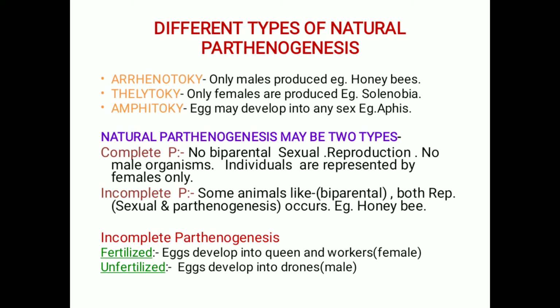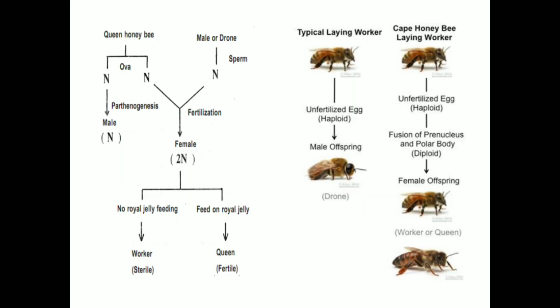Suppose it undergoes sexual reproduction, that is the fertile egg, it will develop into a queen or worker bee. Suppose parthenogenesis occurred, that is the unfertilized egg modifies into a male bee, the drone bee. Here the given picture is a diagrammatical representation of incomplete parthenogenesis in honeybees.